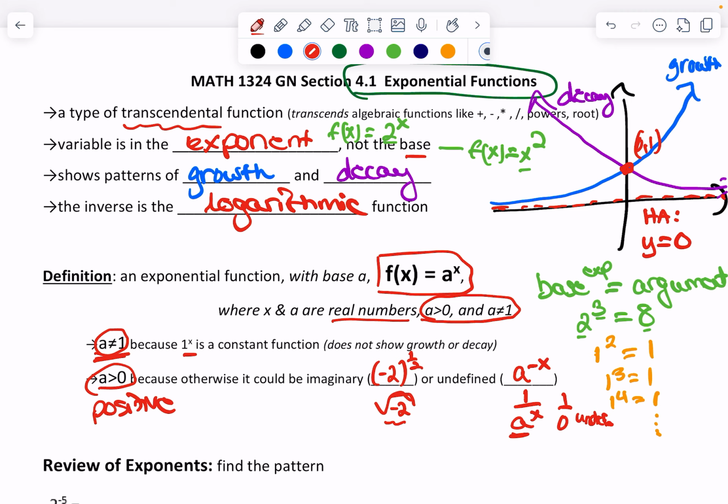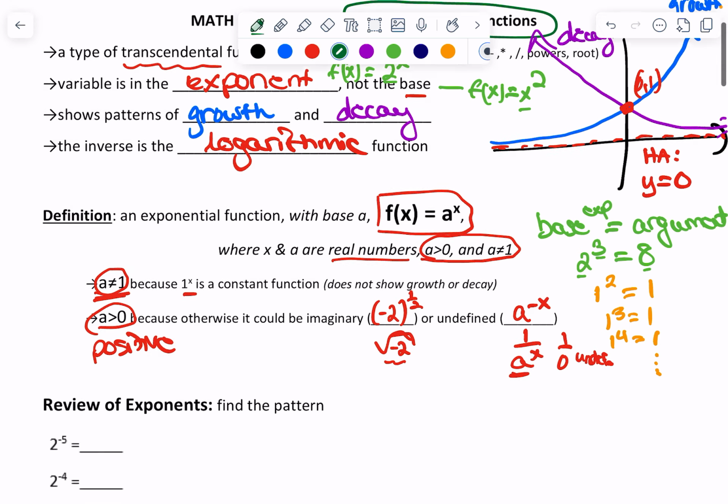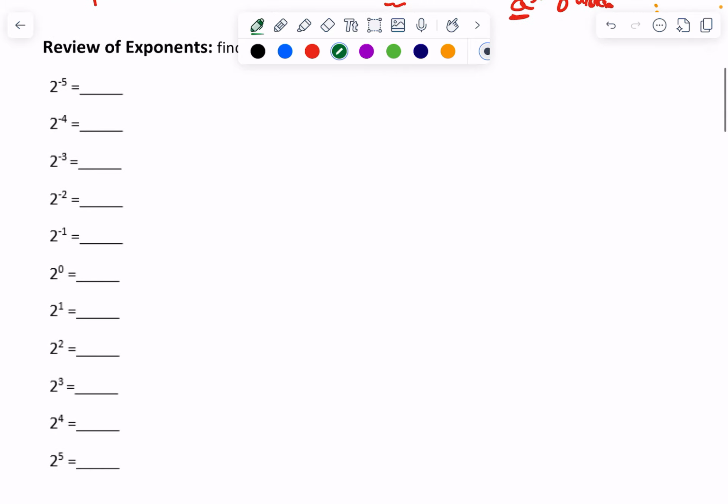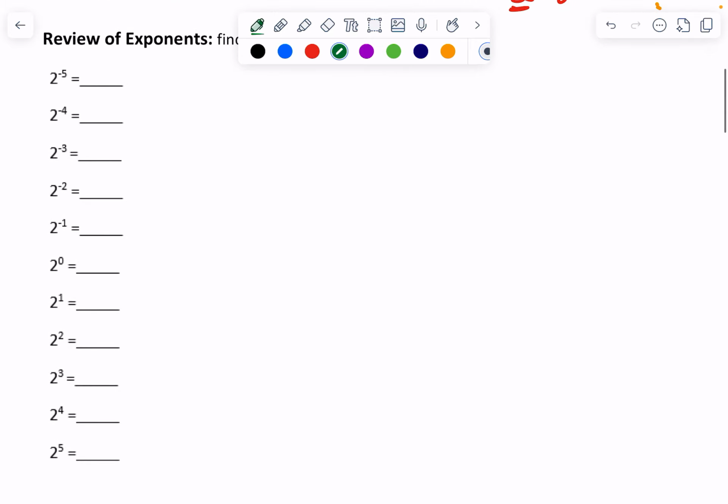All right, next what we're going to do is review exponents. And what we're actually going to start with, instead of starting with the negatives, let's start with 2 to the power of 0. Any number to the power of 0, we've already learned, is 1. 2 to the power of 1 is 2. 2 to the power of 2 is 4. 2 to the power of 3 is 8. Remember, it's 2 times 2 times 2.